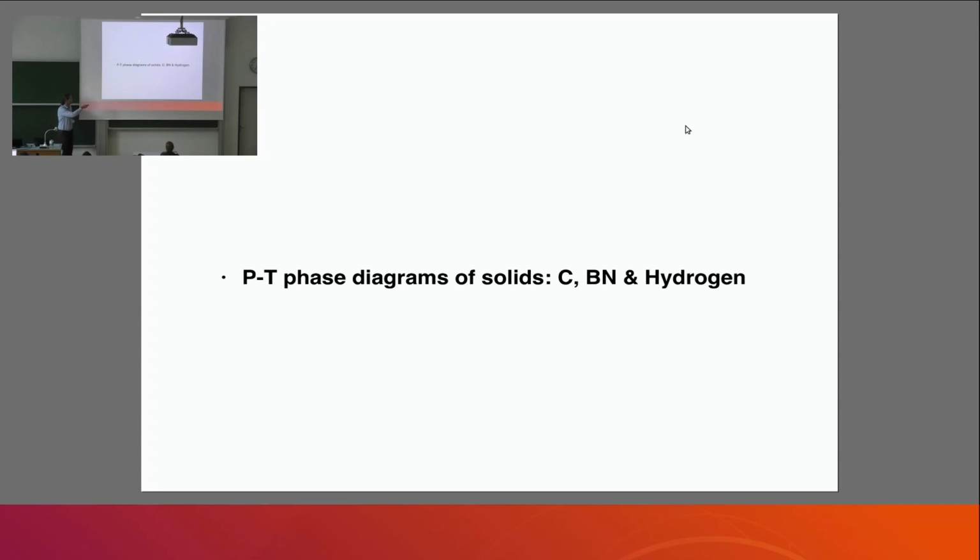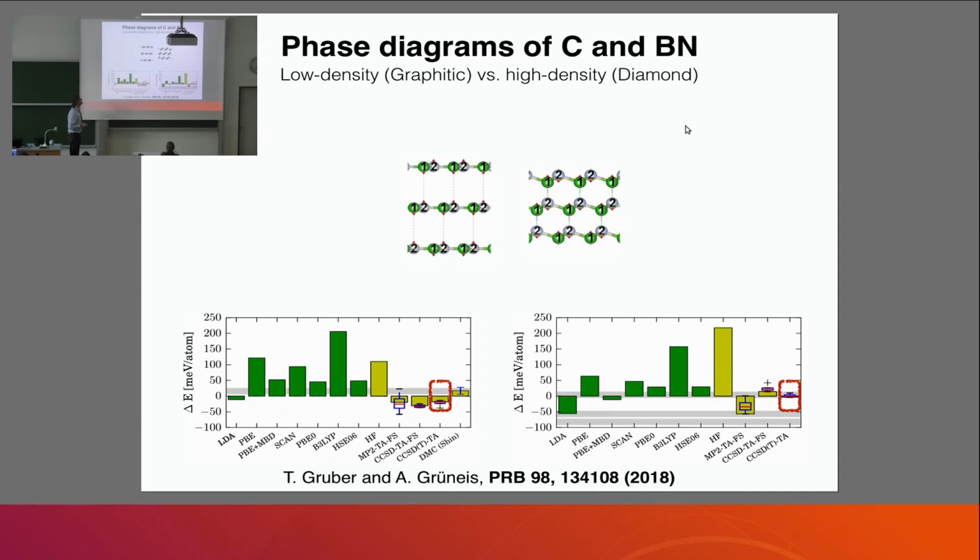And to get started, I want to show you this really simple textbook example of condensed matter physics. We want to be able to predict the relative phase stability of a high density and a low density phase. In one case, it could be, for instance, the carbon diamond phase versus the carbon graphitic phase. And in the other system that I want to discuss, boron nitride, it would be the zinc blende phase of boron nitride versus the hexagonal boron nitride phase.